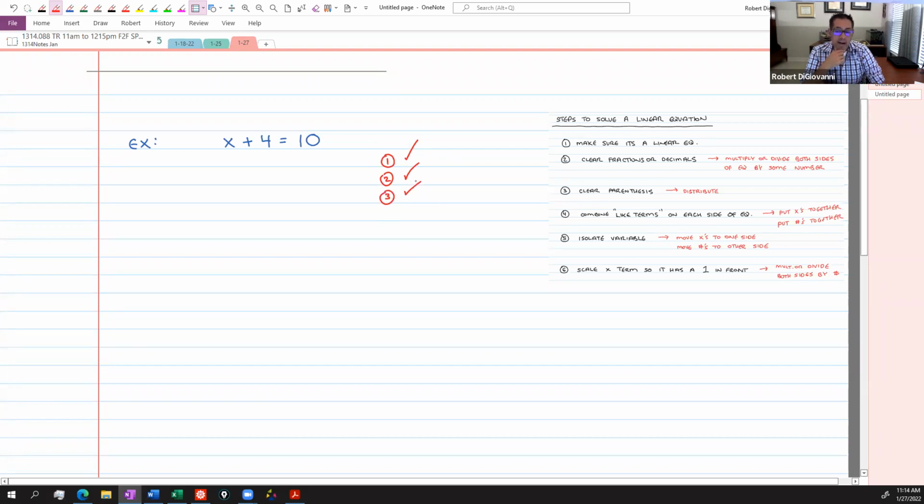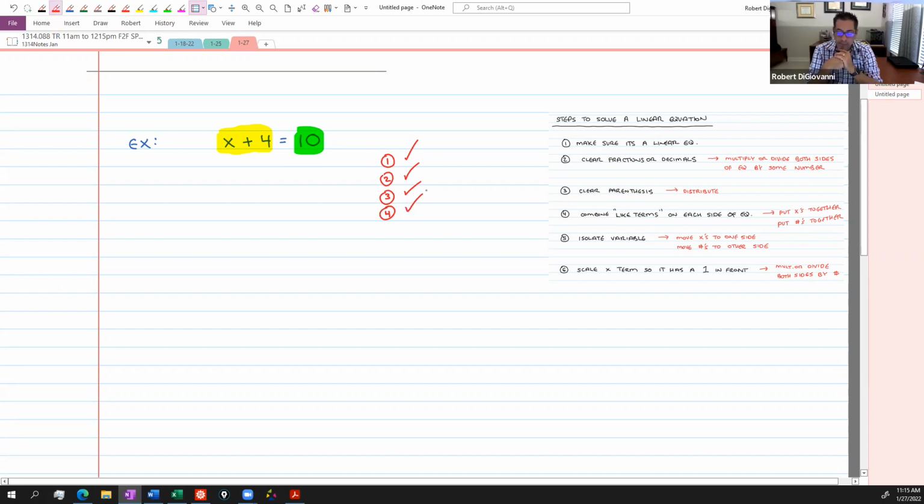Fourth step, combine like terms on each side of the equation. First start with the left side. X plus 4. The variable x and the number 4 are like a dog and a cat, right? You can't put a dog and a cat together. So they're not like terms, so we can't combine them, so there's nothing to do there. And on the right-hand side, we just have a number, so there's nothing to combine. So step 4, got it.